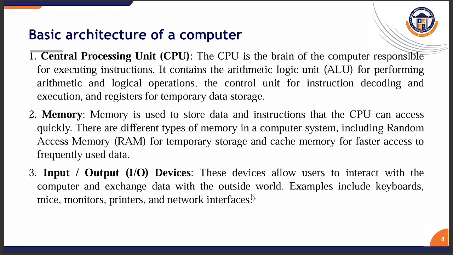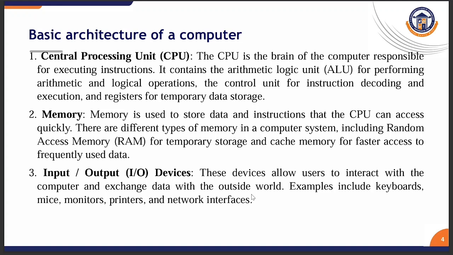Central processing unit is the brain of a computer, responsible for executing instructions. It contains the arithmetic logic unit for performing arithmetical and logical operations, the control unit for instruction decoding and execution, and registers for temporary storage. Memory is used to store data and instructions that the CPU can access quickly. There are different types of memory in a computer system including random access memory for temporary storage and cache memory for faster access to frequently used data.